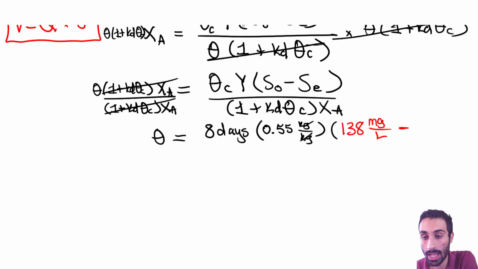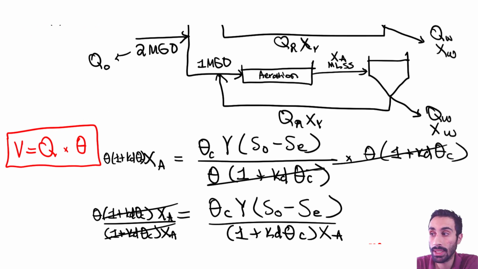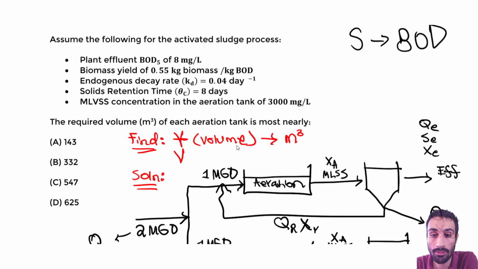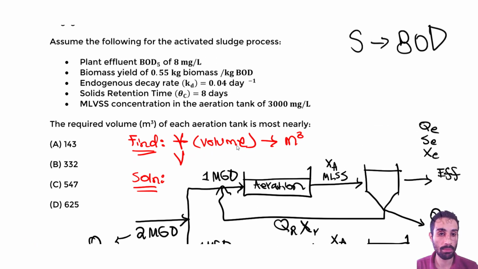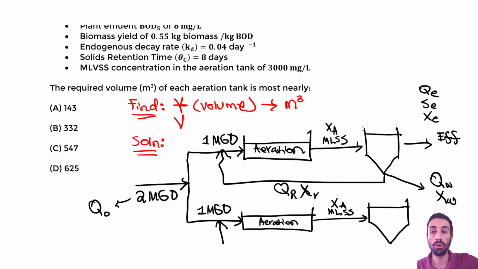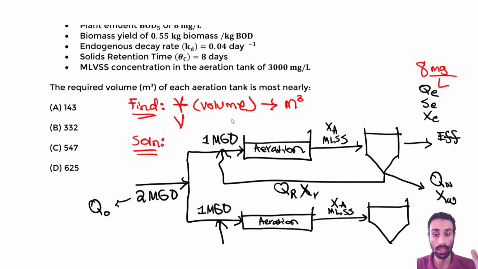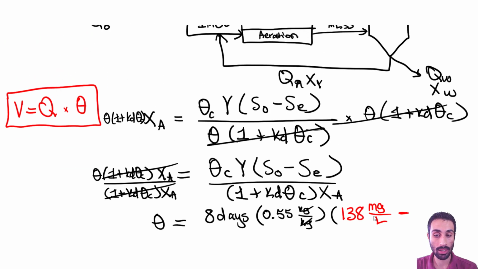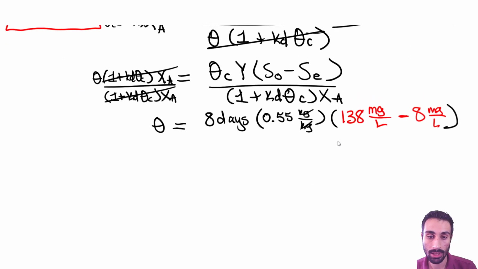Then minus our SE. What's going to be the SE? SE is defined as the effluent BOD concentration. And for that, that's actually given in the problem statement, right? Plant effluent BOD is 8. That's our SE. It's going to be 8 milligram per liter. It's actually what we want, the goal we want to meet of 8 milligram per liter for BOD. So we reduce it essentially from 138 that comes in to the 8 milligram per liter that comes out. So we have that. Then on the bottom, we just put 1 plus KD times theta C.